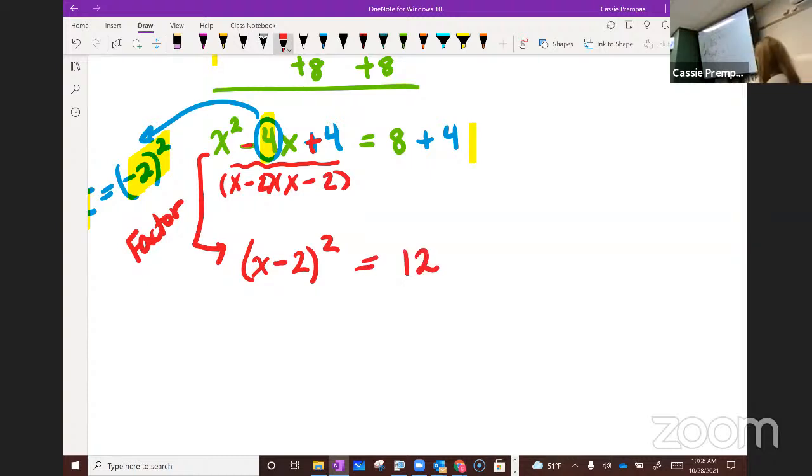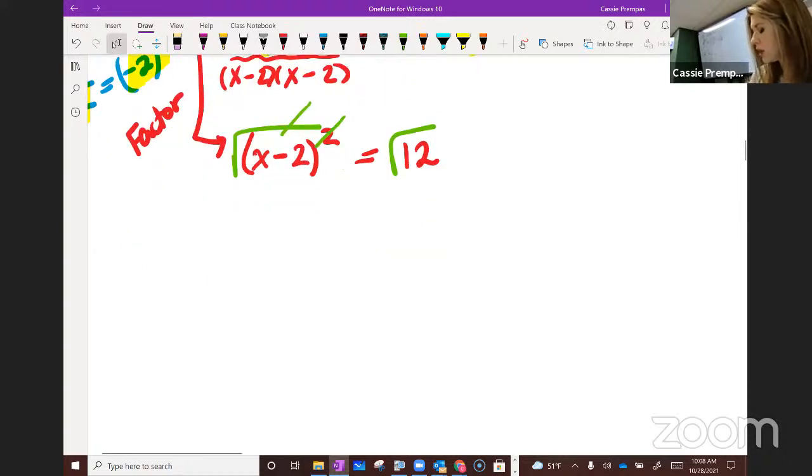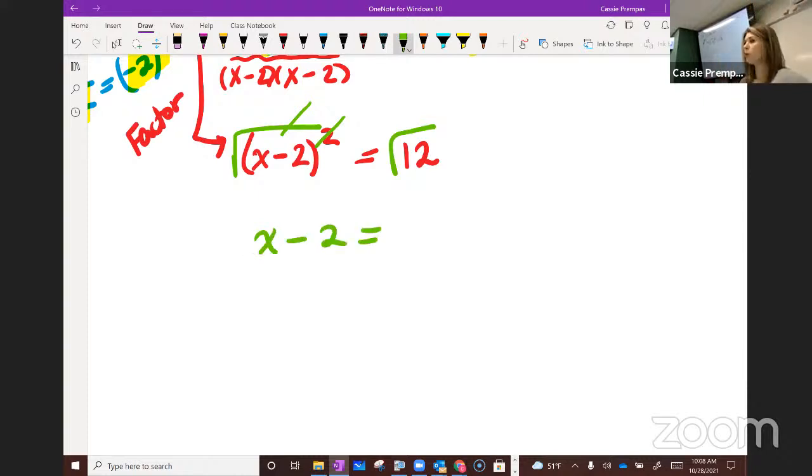Now this should look very similar to what we just solved above. How do I continue? What undoes a square? Square root, so I'm going to square root both sides. The square root cancels out the square. And I have x minus 2 is equal to, what do I need to keep in mind when taking the square root in an equation? Plus or minus. So I have plus or minus square root of 12. Okay, here's some good final review. How do I simplify the square root of 12?